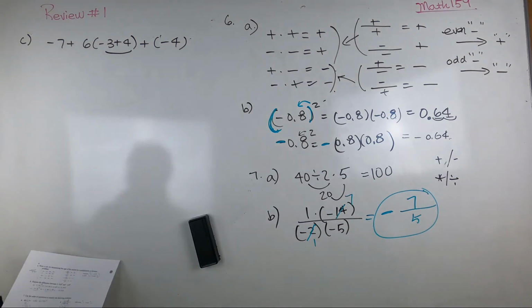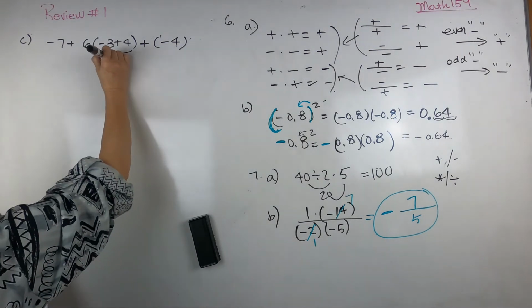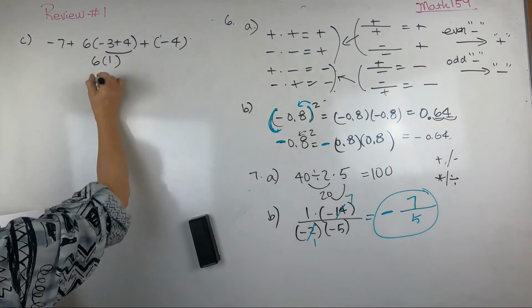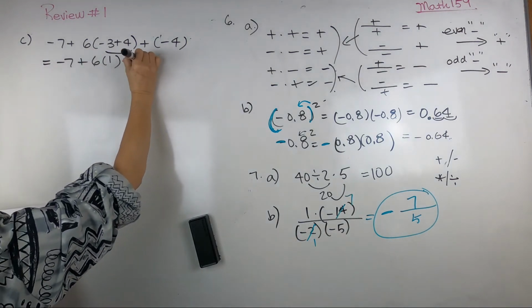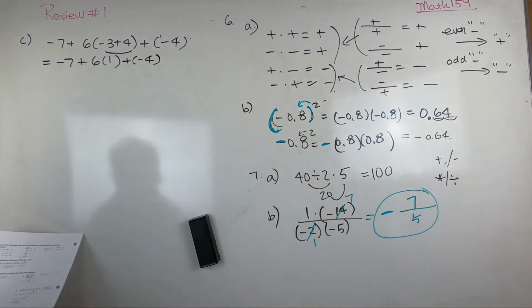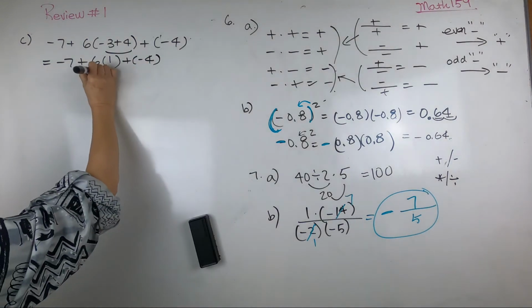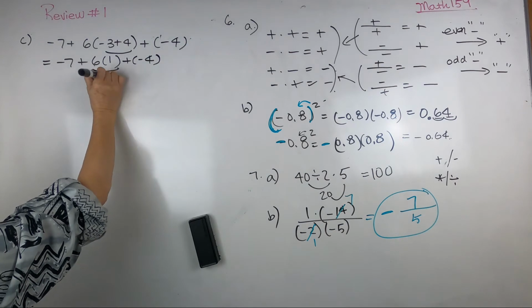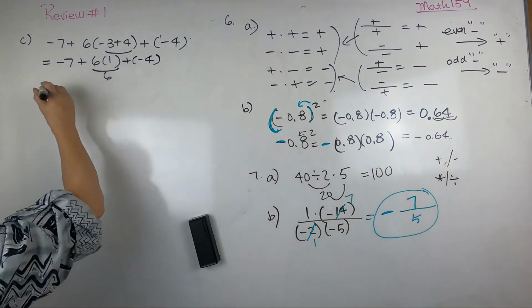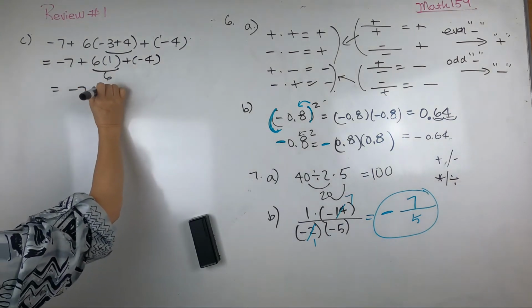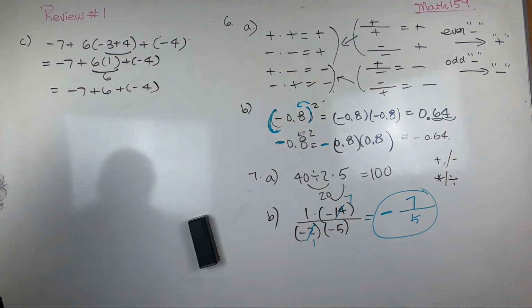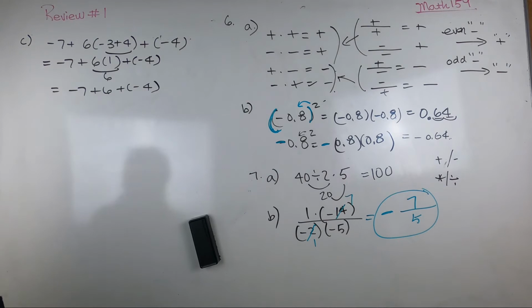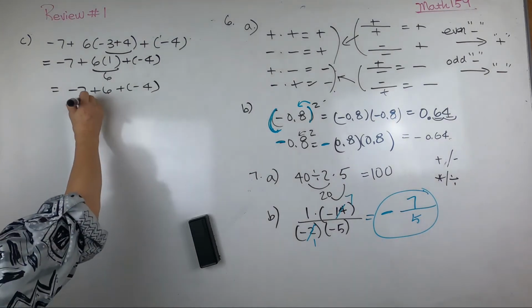Negative 3 plus 4 is what? 1, right? And 6 times 1. So you will do that first. Okay? Then what do? You will do multiplication before addition and subtraction. 6 times 1 is 6. Now you have this bunch, add, subtract, right? Addition and subtraction. So then you do it from left to right, right?